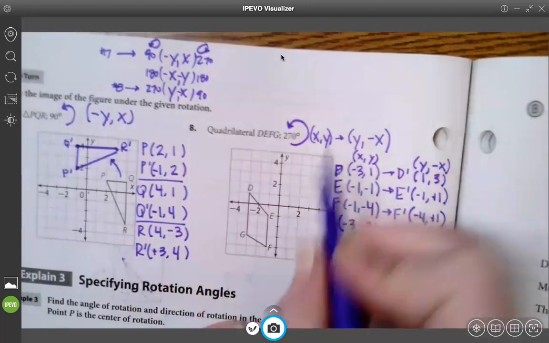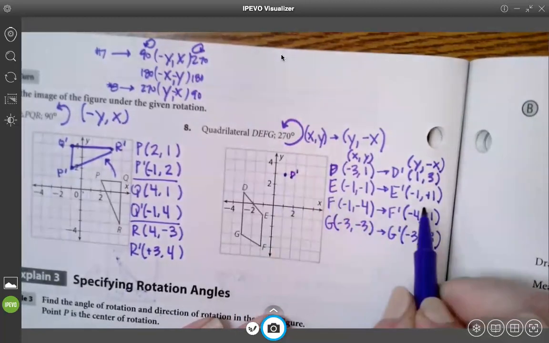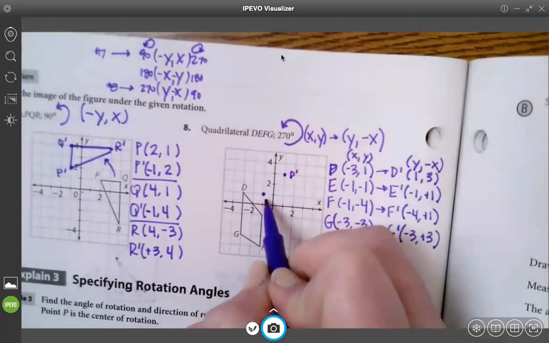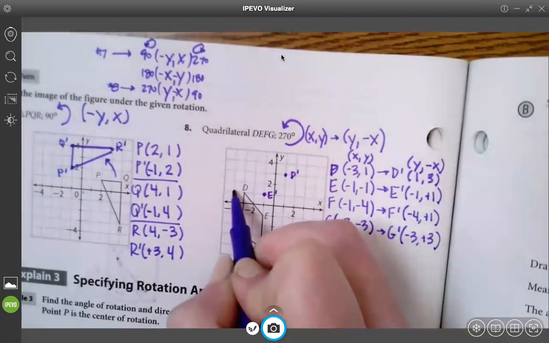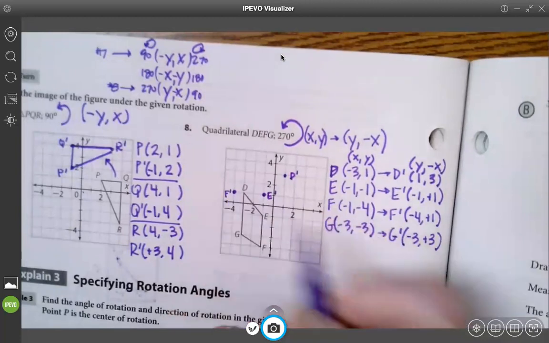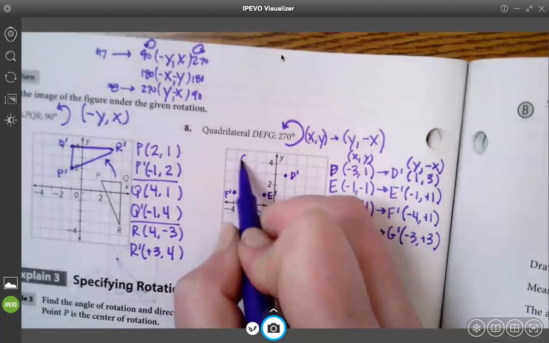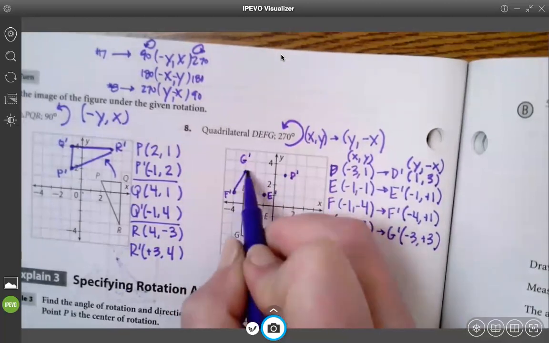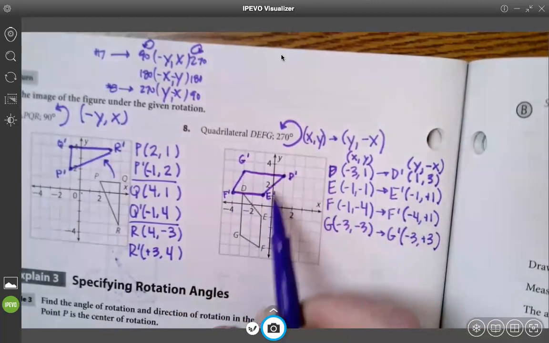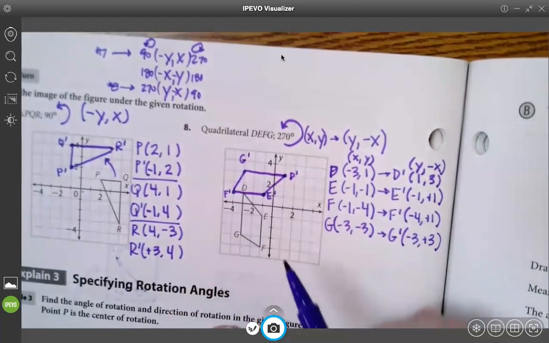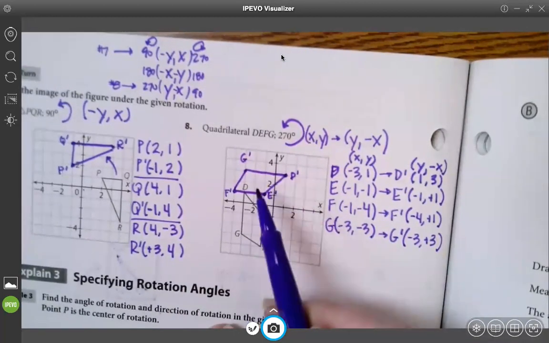D prime is at (1, 3). E prime is at (-1, 1). F prime is at (-4, 1). And G prime is at (-3, 3). So then we have D', E', F', G'. And you can see that this is almost all the way around the circle.